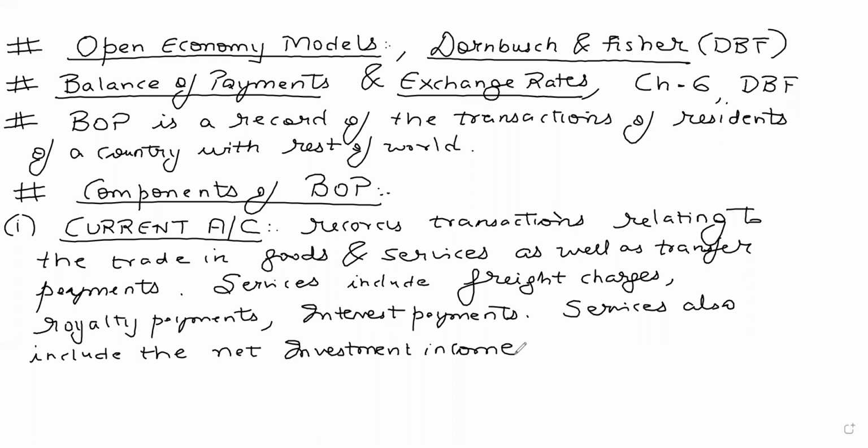So net investment income captures income earned by the domestic residents abroad minus the income earned by the investments made by the foreigners in our country. Okay, so then we can move on.